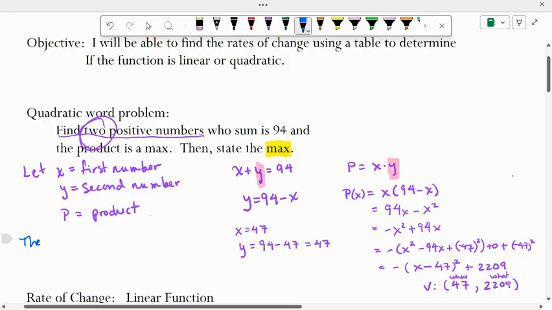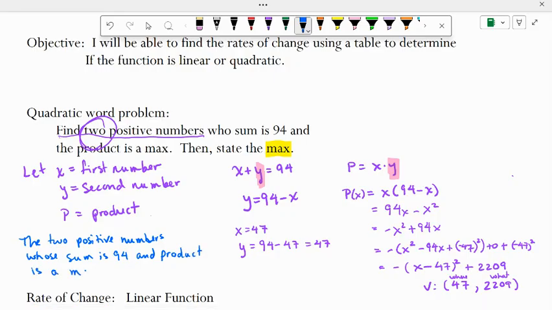So I can see that my two positive numbers, I'll write this in a different color. The two positive numbers whose sum is 94 and product is a max are 47 and 47. So there's my answer in words.